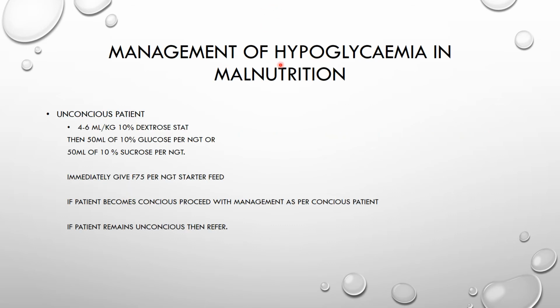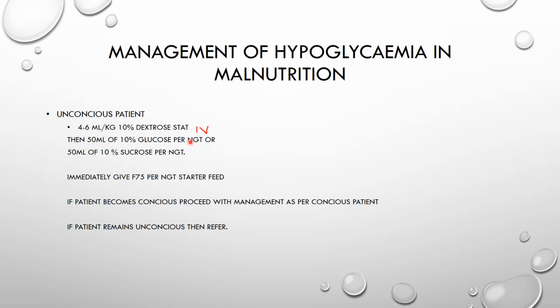Okay, the management of an unconscious patient. In an unconscious patient, we need first to give IV fluids. So we give an IV bolus of 4 to 6 ml per kg of 10% dextrose, intravenously. Then we give 50 ml of 10% glucose per NG tube thereafter. So after giving this 4 to 6 ml per kg 10% dextrose, we then give 50 ml of 10% glucose.